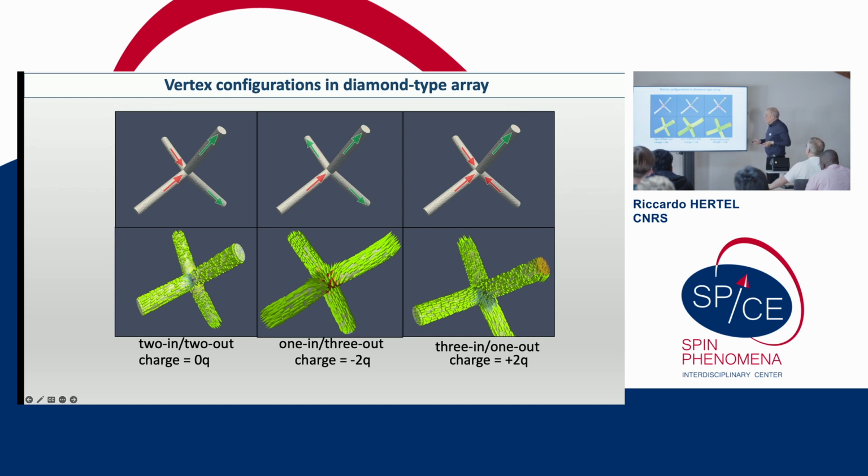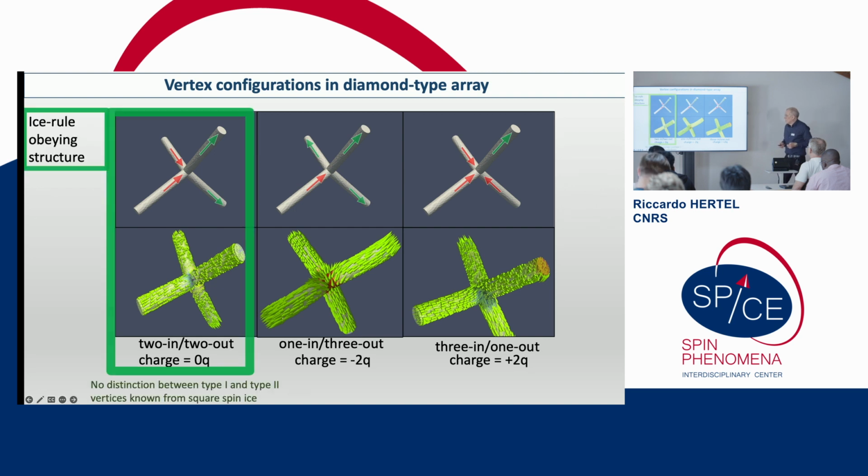One of which are the static vertex configurations that we can find. We have the 2-in, 2-out neutral configuration, and another configuration which is charged, where we have 3 branches going out and only 1 going in, and the opposite one with the 3-in, 1-out charge. And perhaps interestingly, this ice-rule-obeying state is degenerate, contrary to what you have in square lattices with the same coordination, where you have type 1 and type 2 lattices.